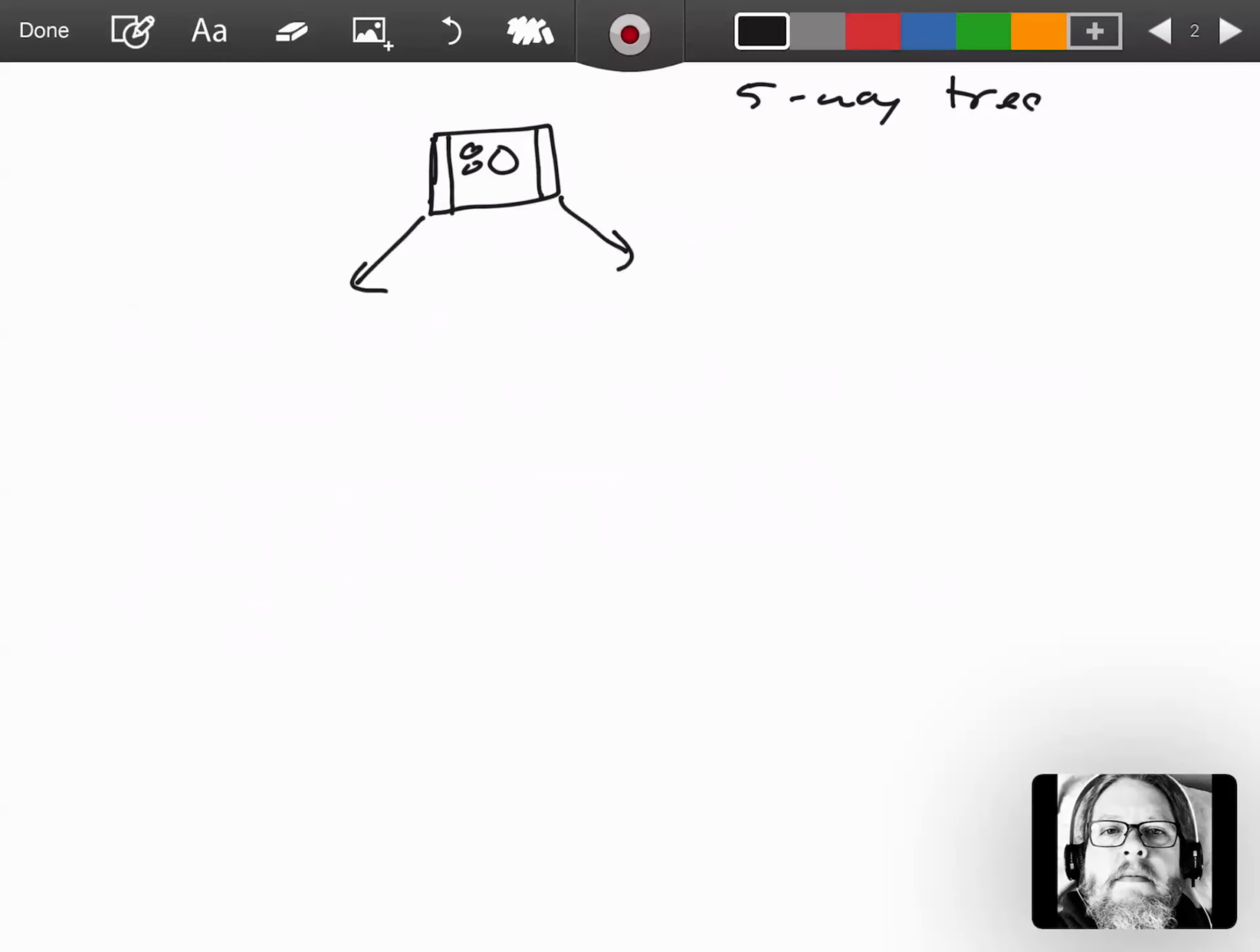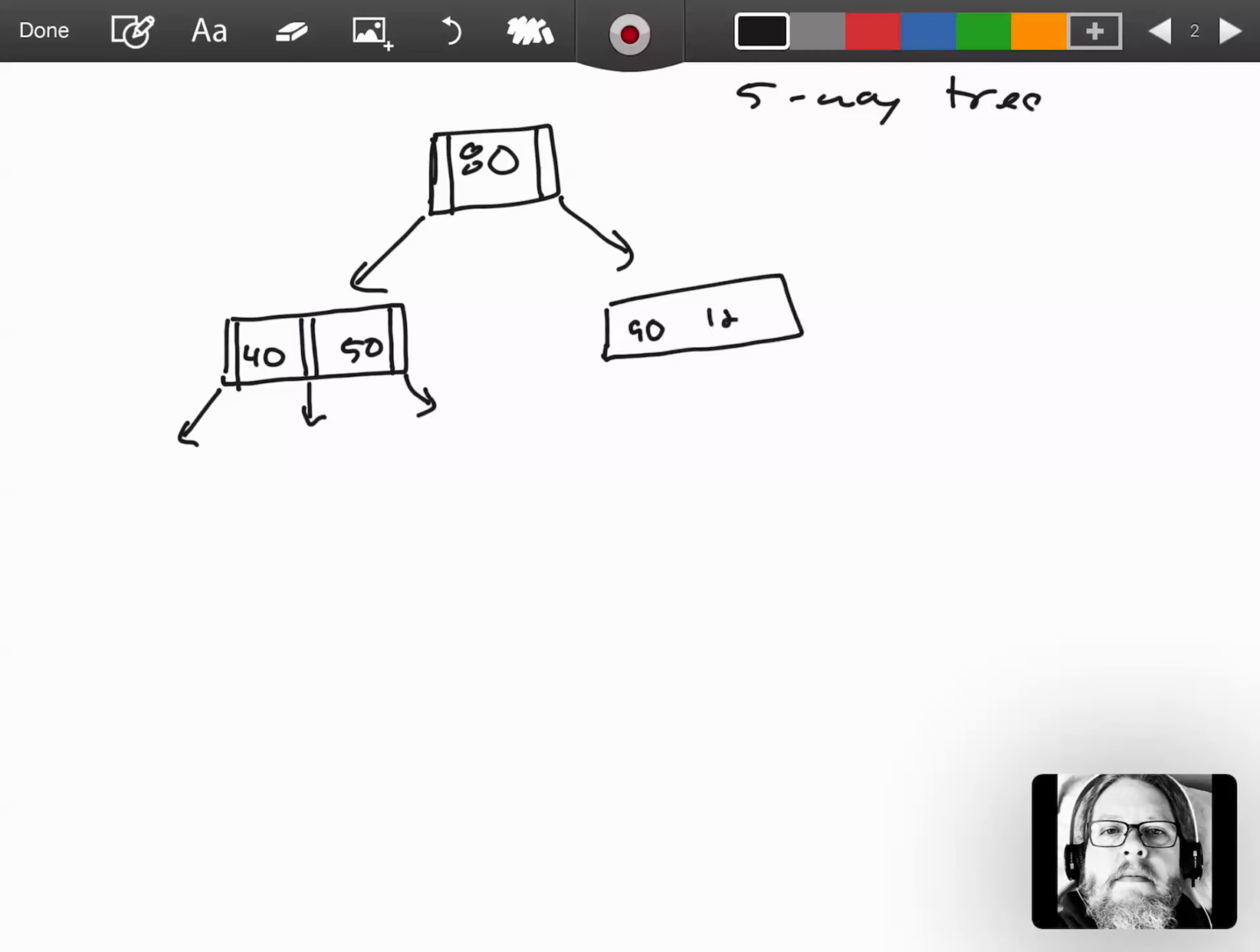This is going to go down to a more complex node here, which has a 40 and a 50. That means there's going to be a link there, a link there, and a link there. From this link are things less than 40, this link is between 40 and 50, and we'll have to decide which way 40 goes and which way 50 goes. Then this way are going to be things that are greater than 50. And over here we're going to go to a 90 and a 125.